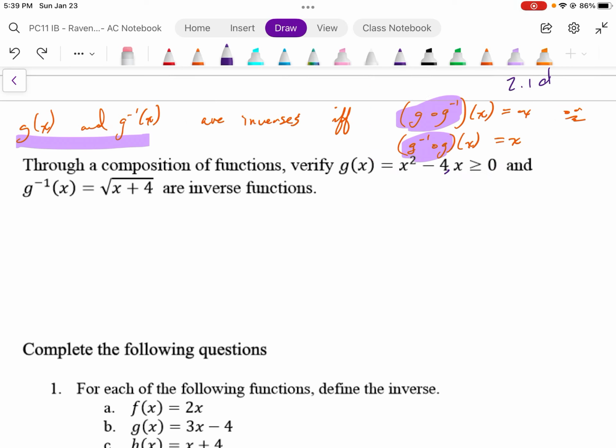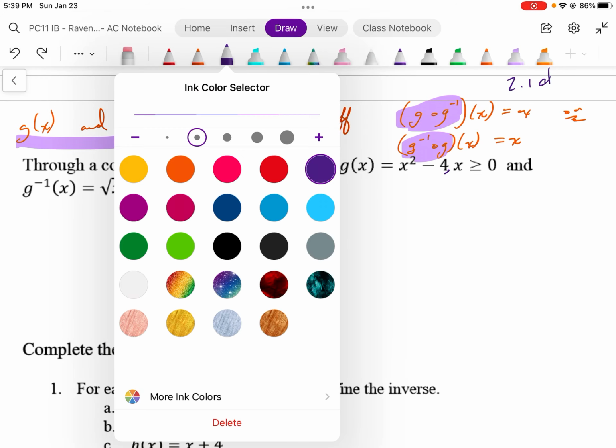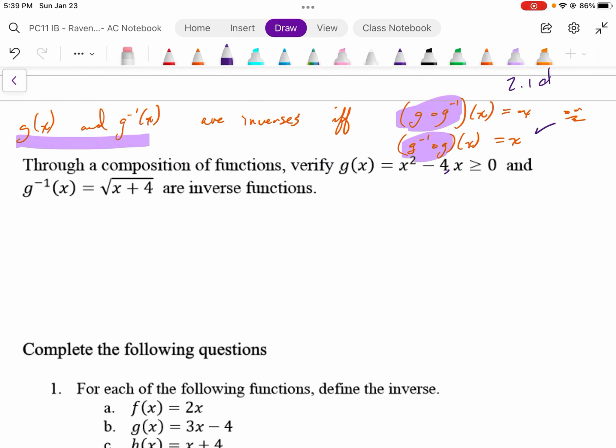Let's get on with the show. I have to demonstrate through a composition of functions that they are inverses. So I'm going to try to demonstrate that one of these is true. Which one should I do? It doesn't really matter. I could pick the first one or I could pick the second one. After inspection, I'm actually going to do g inverse composed with g of x. I'm going to demonstrate that this is true.